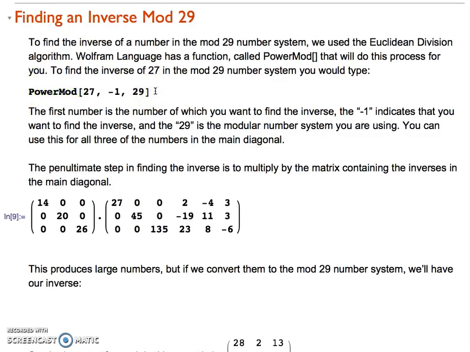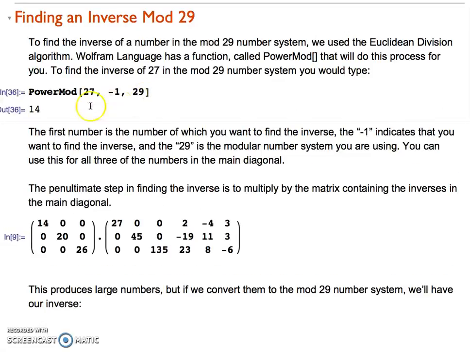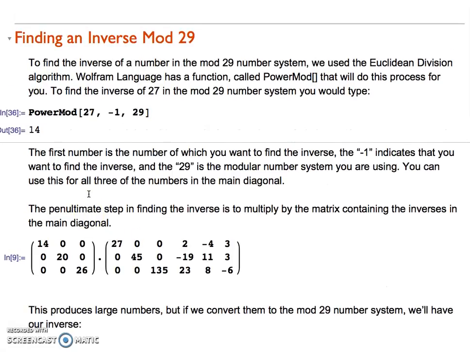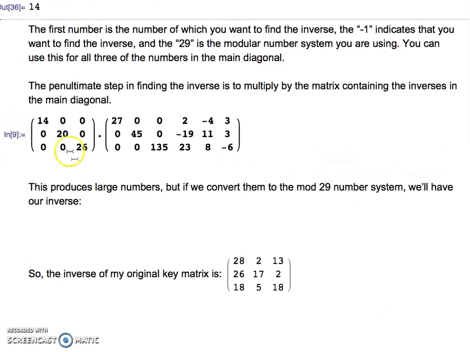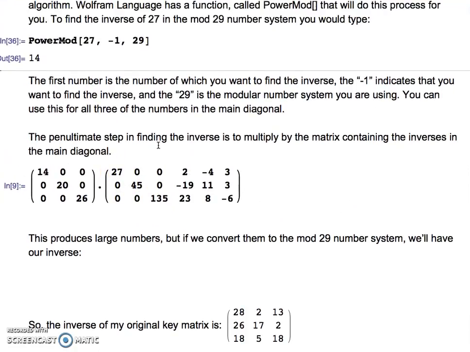So if we shift enter on this line, it tells me 14. Well, that means 14 is the inverse of 27 in the mod 29 number system, and you can check that out by hand if you don't trust it or you want to know. But there you go. So any one of these numbers we can find the inverse of very quickly. So if we look back at my augmented matrix here, I was left with 27, 45, and 135. Well, I can PowerMod 27, which I already did, and got 14.